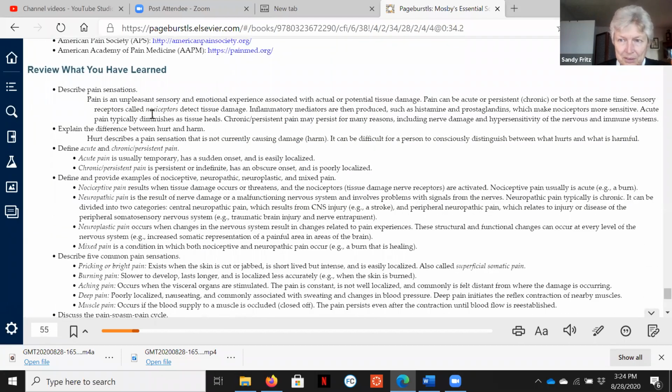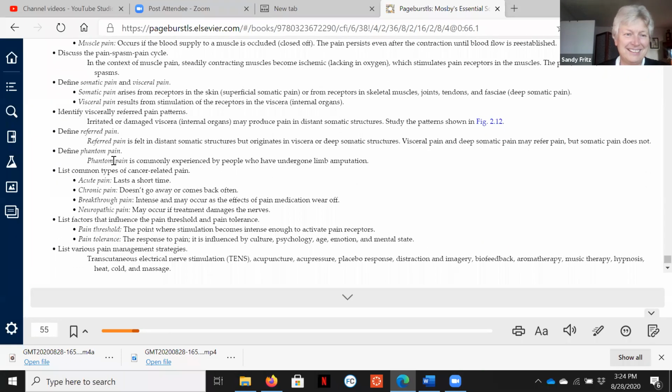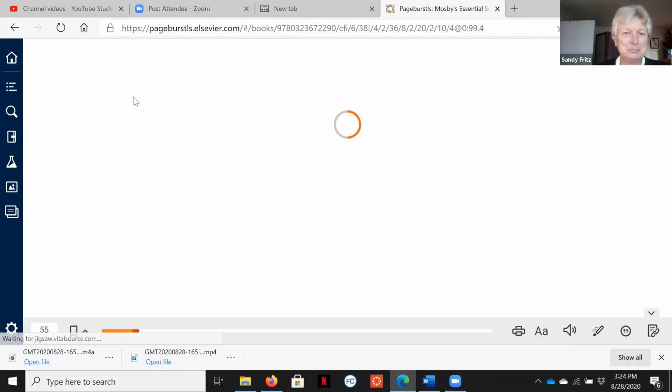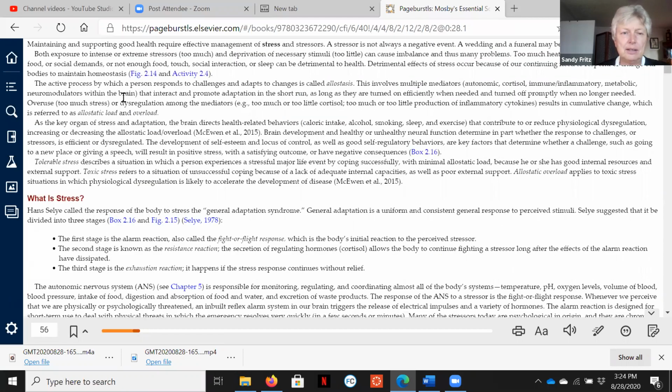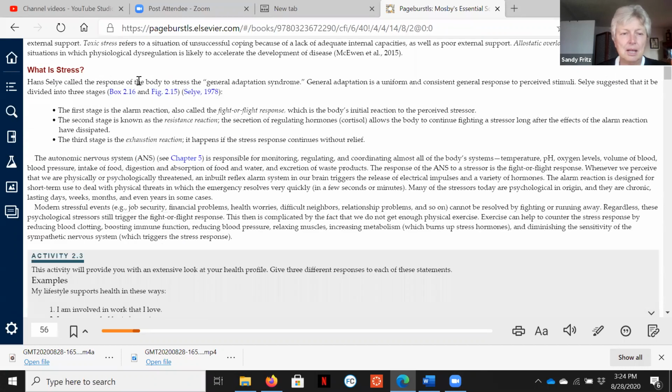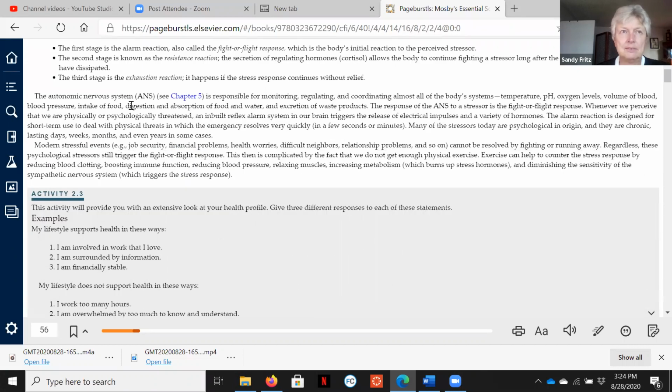Always review what you have learned. And then that takes us to our mechanisms of health and well-being. And a lot of what we find in here is managing stress. And stress is what happens when we have to adapt. So stress is a demand to adapt. And when we have too much demand to adapt, then we start to deplete resources, resources that we need to restore ourselves and to heal.